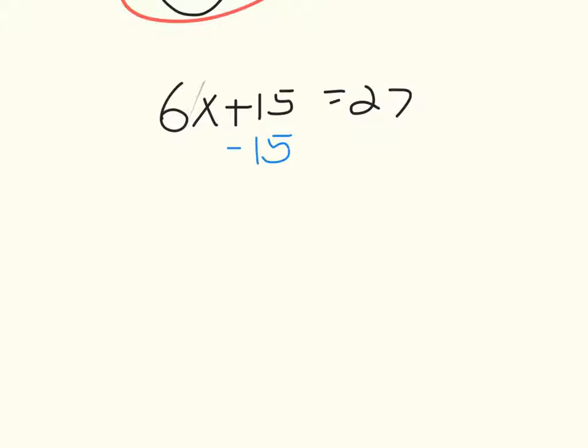I'll get rid of the plus 15 by subtracting 15 from both sides. 6x equals 12. I'll divide both sides by 6, and I get the answer, x equals 2. Let's have you try it now.